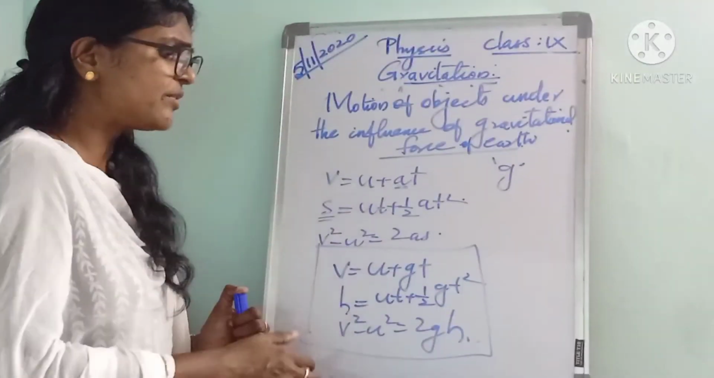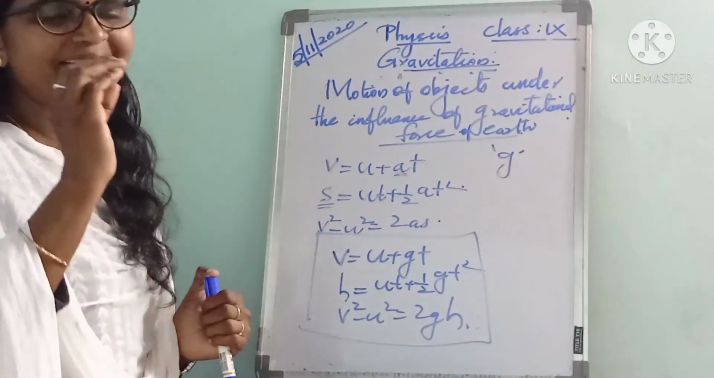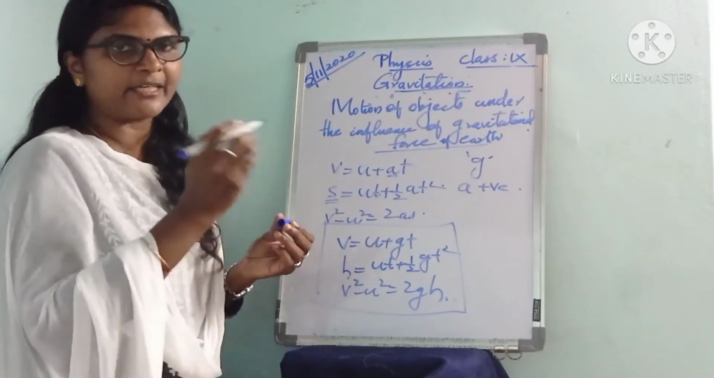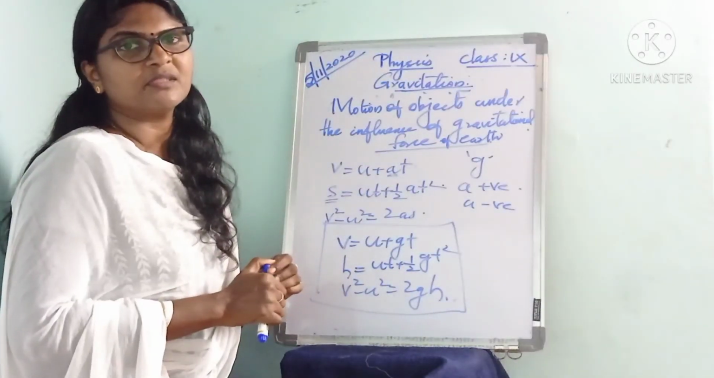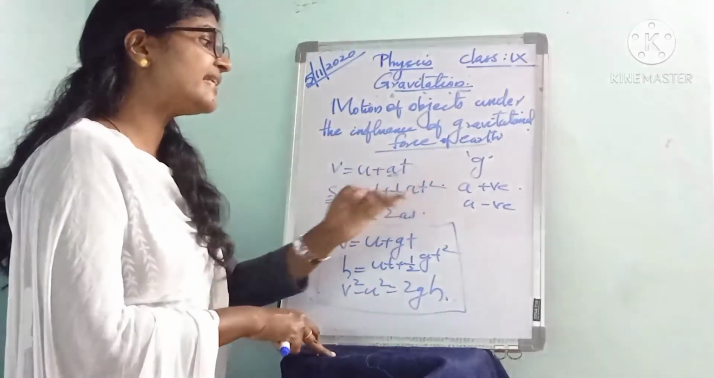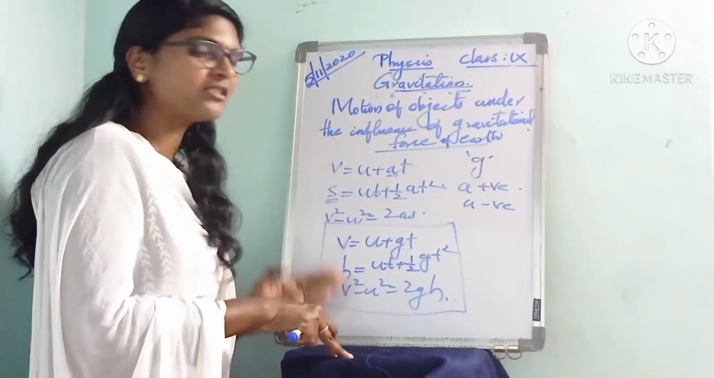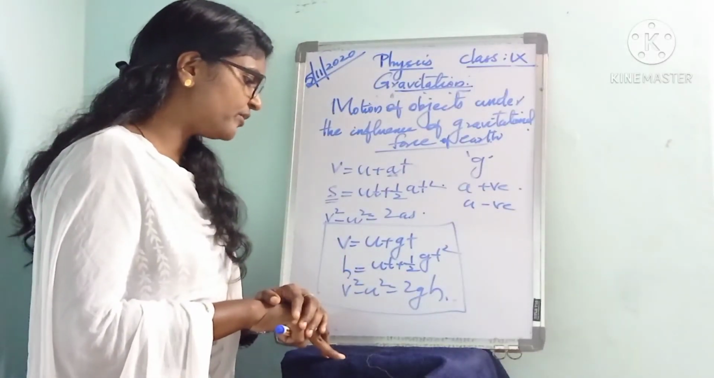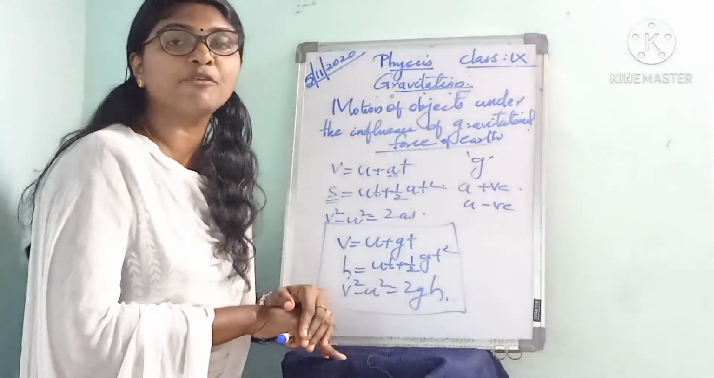And here, you know, the acceleration is taken as positive if it is in the direction of velocity. That thing we already learned. A is taken as positive if it is in the direction of velocity or direction of motion, and a is taken as negative if it is opposite to the direction of motion. These are the equations of free fall: v = u + gt, h = ut + 1/2 gt^2, and v^2 - u^2 = 2gh. That is about the motion of objects under the influence of the gravitational force of Earth.